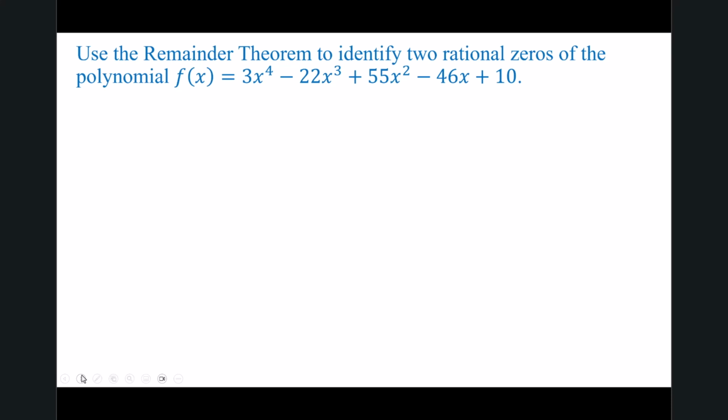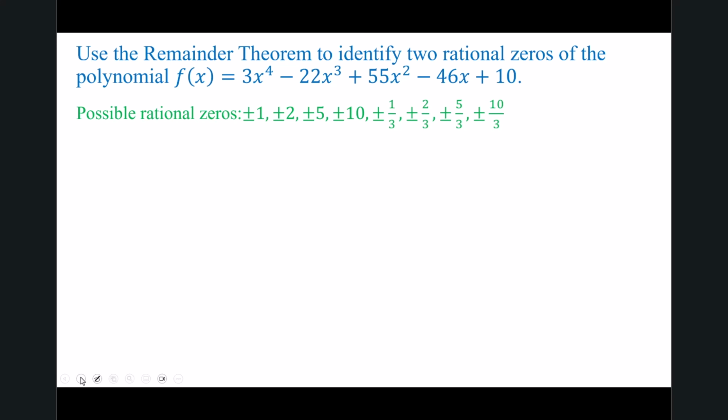Part 5. Finding all complex zeros of polynomial functions. Use the remainder theorem to identify two rational zeros of the polynomial f of x equals 3x to the fourth minus 22x to the third plus 55x squared minus 46x plus 10.